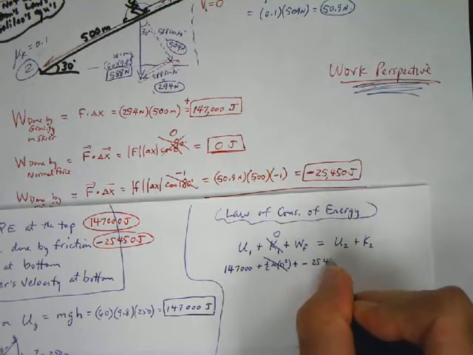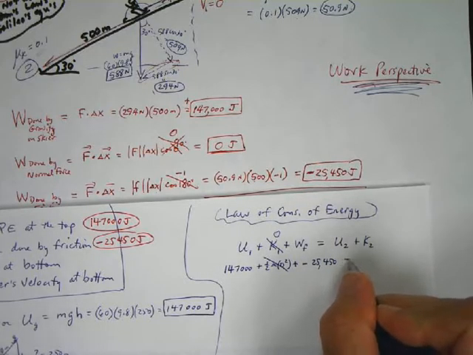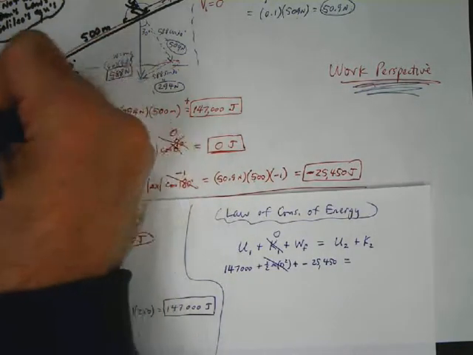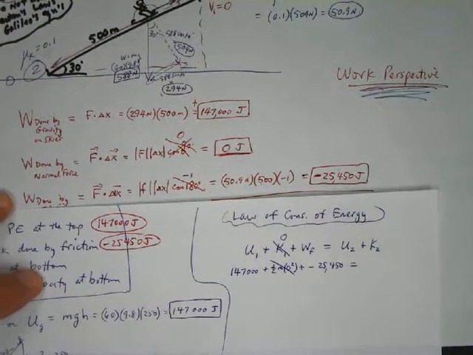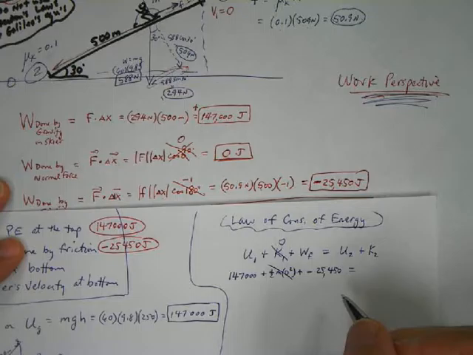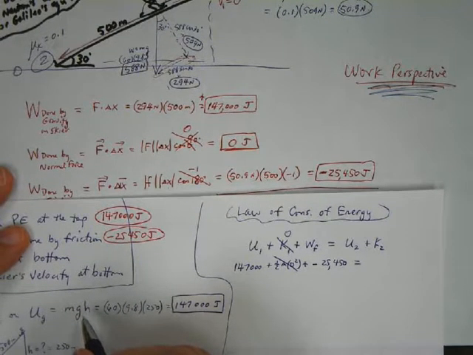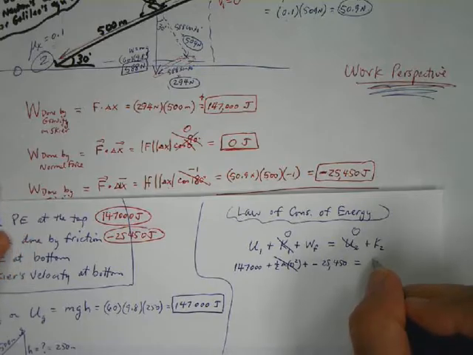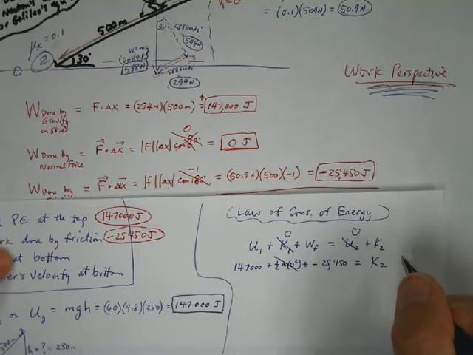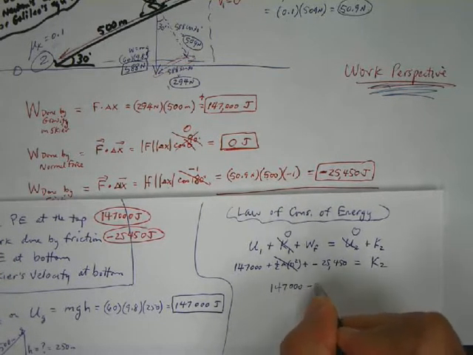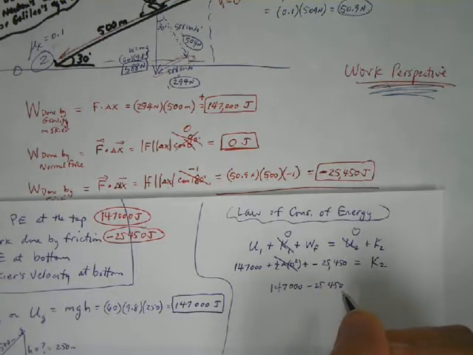What's the potential energy at the bottom? Well, the bottom we can define as 0 height. So therefore, if it has 0 height and potential energy is m times g times h, that would be m times g times 0, or just 0. So that term drops off. And so we're left with the kinetic energy at the bottom. So that gives us 147,000 minus 25,450. And so that leaves us with 121,550.